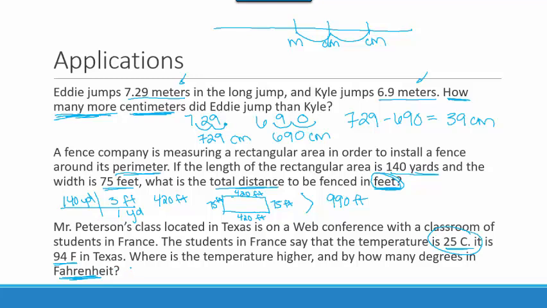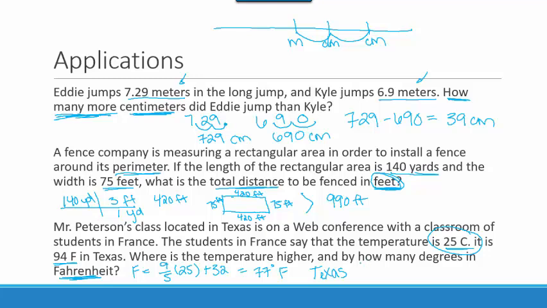So we need to do the one that says F equals because we want it to be equal to Fahrenheit. So we're going to do 9/5 times our Celsius temperature, which is 25, and then plus 32. So when you do that calculation, we get that the temperature in France is actually 77 degrees Fahrenheit. So now we can answer the question, where is the temperature higher? Well, we probably knew that it was going to be in Texas because that's probably going to be hotter than France. So Texas is 94 degrees, it's 77 in France.